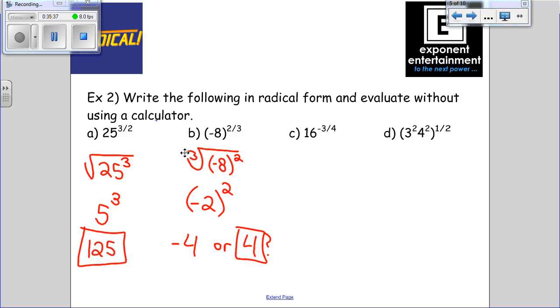Okay. C. Try to convert it on your own. So convert it into radical form, and see if you can even solve it on your own.